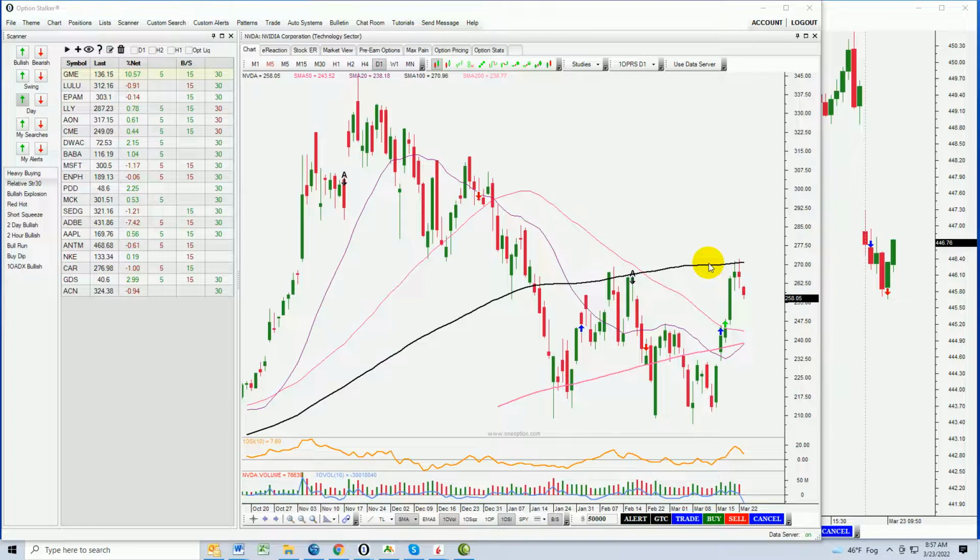Hello, traders. Let's take a look at my last pick. Let's get into the market action. Let's find today's pick. That's how it works.